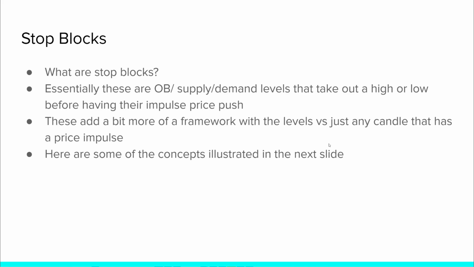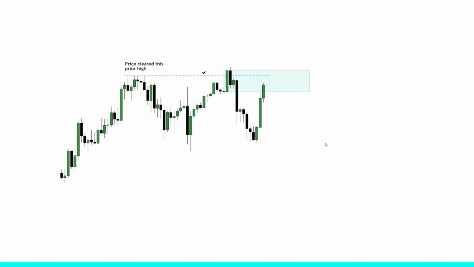Now I'm going to go ahead and show you guys some of the concepts which are illustrated in the next slide. So here's a perfect example, right? We have price, very clean liquidity pool here, price highs. You see that price pushes up and we start to have a reaction lower. Now, this is going to be a significant order block because price took out this high and now we had a very strong push down.